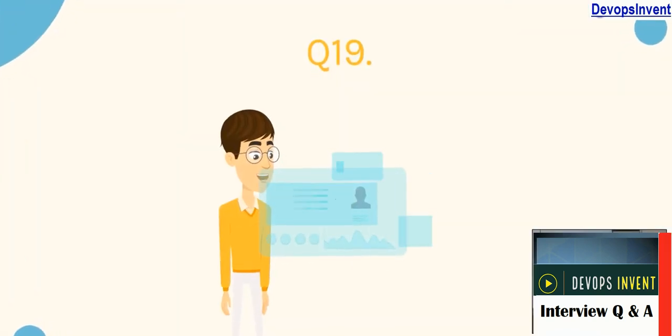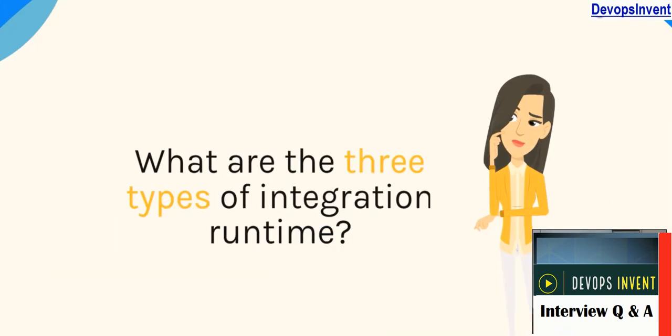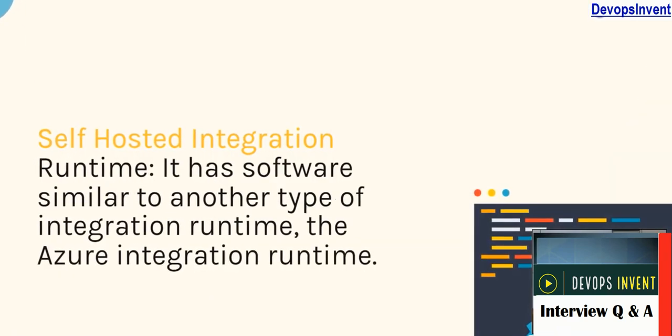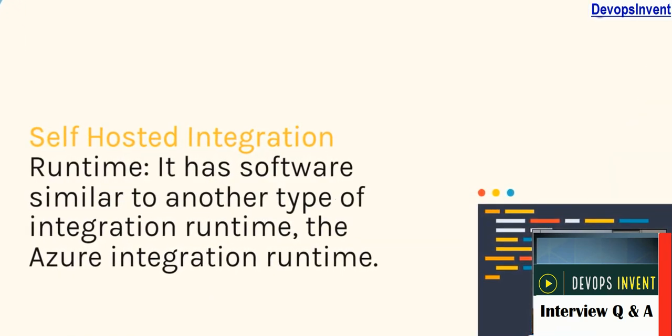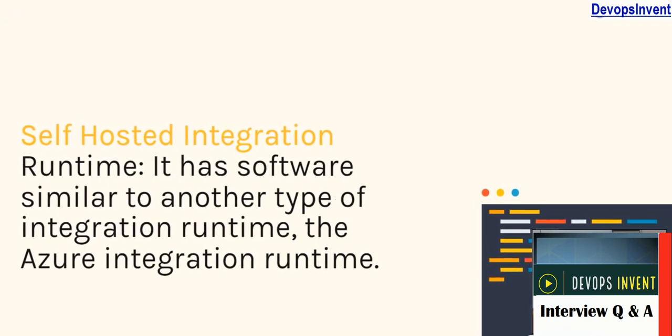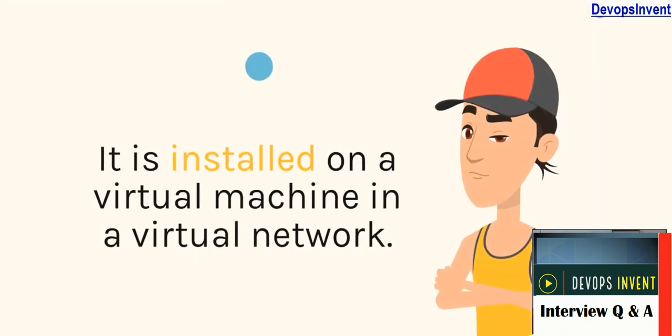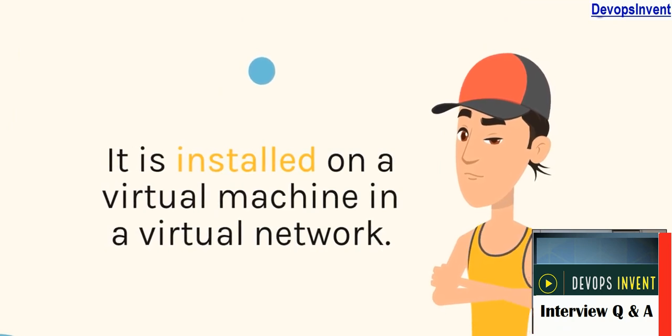Q19. What are the three types of integration runtime? Self-hosted integration runtime. It has software similar to another type of integration runtime, the Azure Integration Runtime. It is installed on a virtual machine in a virtual network.